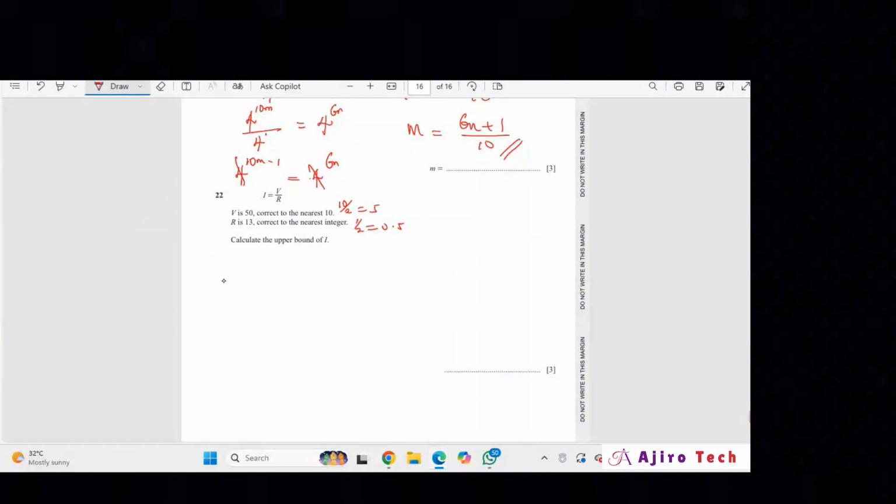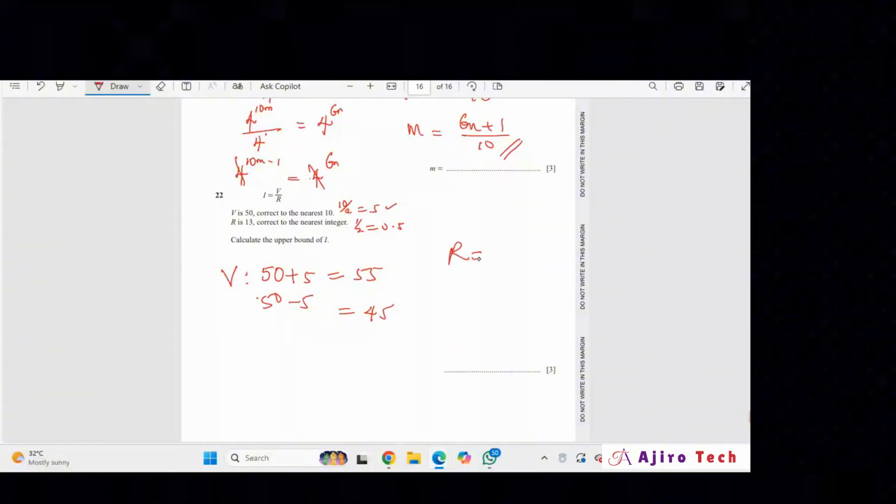Now, if you look at V, for V, the upper bound is, I think, 50 plus 5. You can see that 5 here. And 50 plus 5 is 55. The lower bound is 50 minus 5, which is 45.